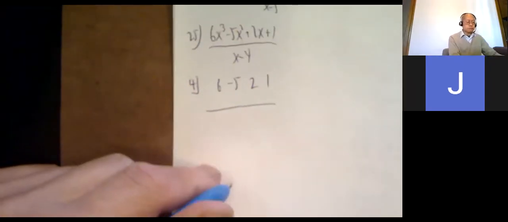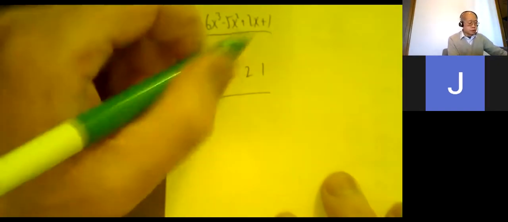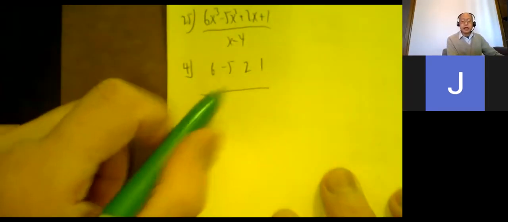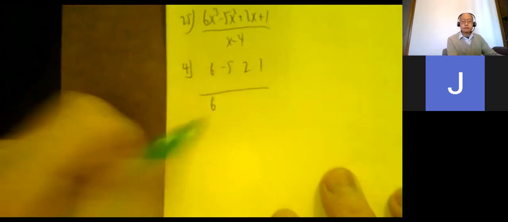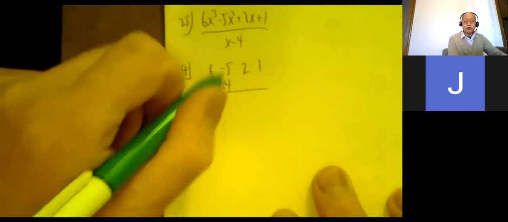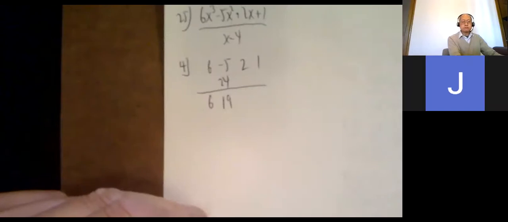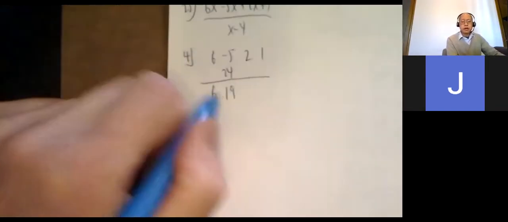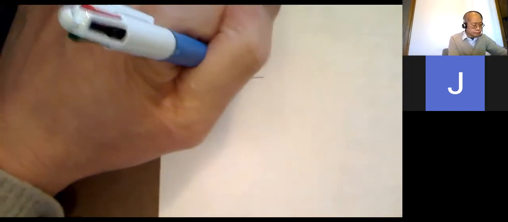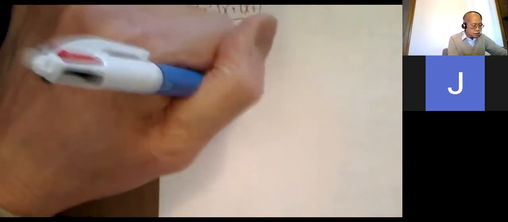Draw the line. Okay, now this first number comes straight down always. So 6 drops down. Okay, now we multiply and add, multiply and add, multiply and add, and so on. 6 times 4, 24. Add, 19. Keep going. Multiply. 19 times 4, 76. Add, 78.